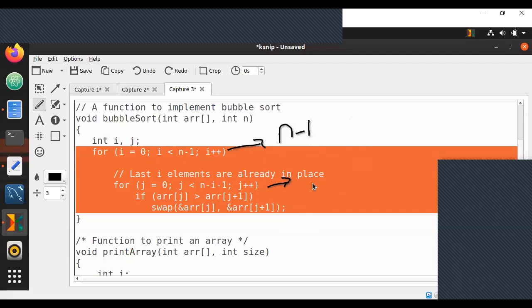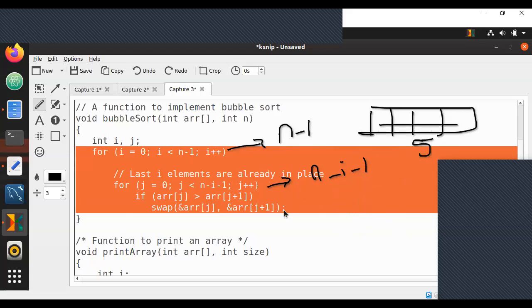Now the second for loop executes n minus I minus 1 times. I will range from 0 to n minus 2. So in the last case, it will go only to 0, and in the first case, it will go up to n minus 2. If you try only the inner loop, it will go through n minus I minus 1. If the number of elements is, let's say, 5, the first time it will go through 4 comparisons.